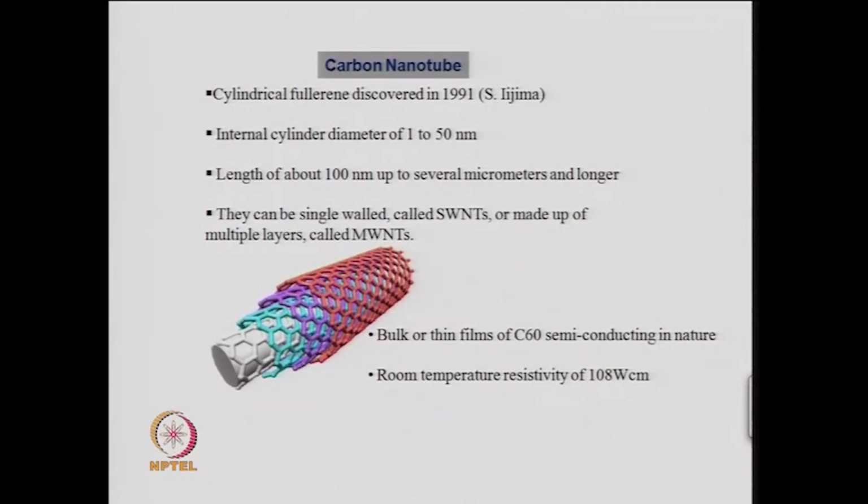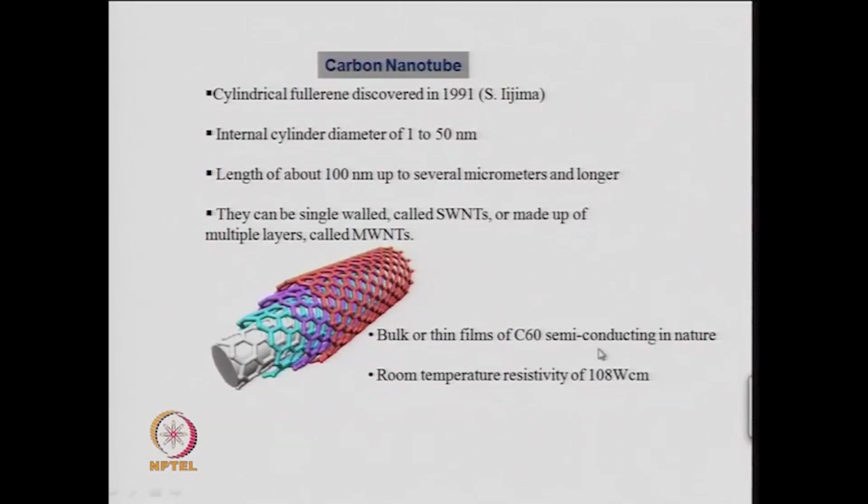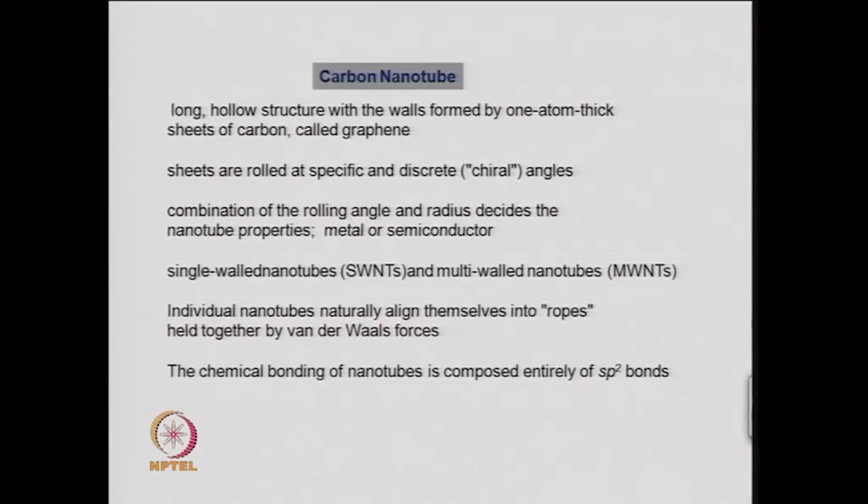They have lots and lots of very interesting properties. Many of these are semiconducting in nature, but you can also make conducting nanotubes. The typical room temperature resistivity is given here, it is around 10^8 ohm centimeter, which is the resistivity of simple carbon nanotubes at room temperature.